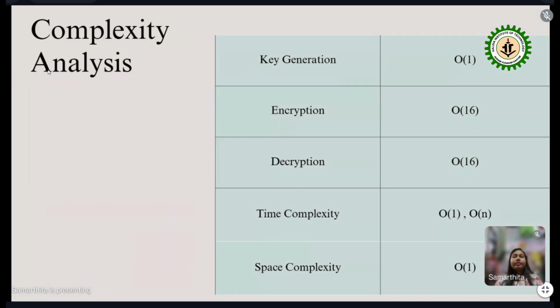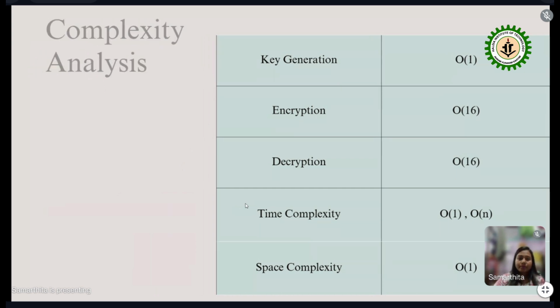Now let's discuss the complexity of DES. For key generation this is order of 1. For encryption and decryption, 16 rounds are there, so the entire process happens 16 times, so the complexity is of the order of 16. The time complexity is order of 1 and order of n, where n is the total number of rounds, and the space complexity is order of 1.